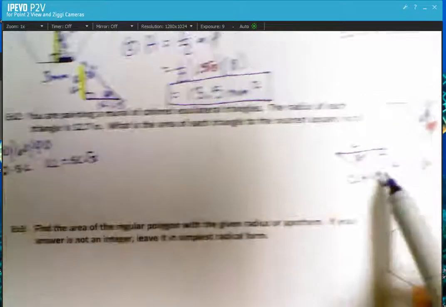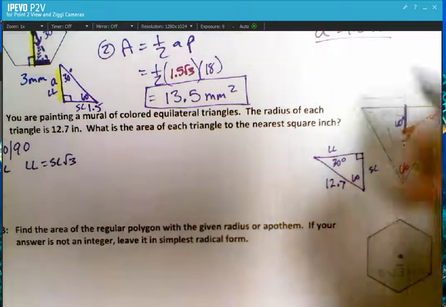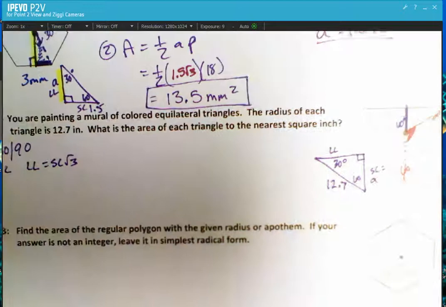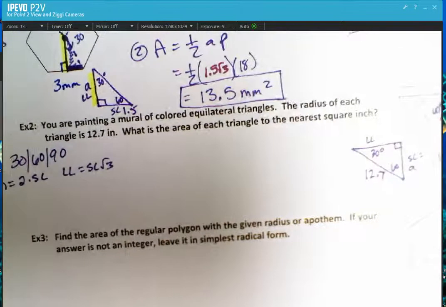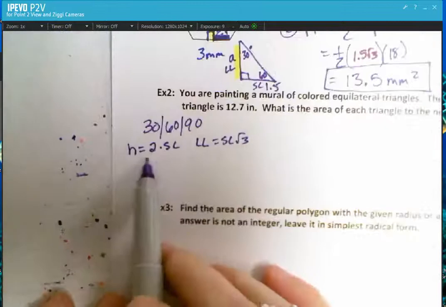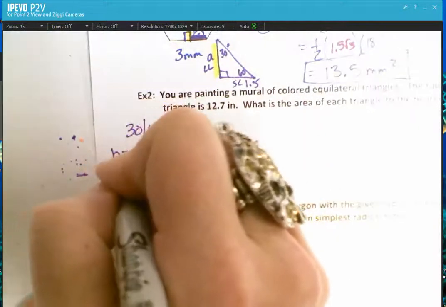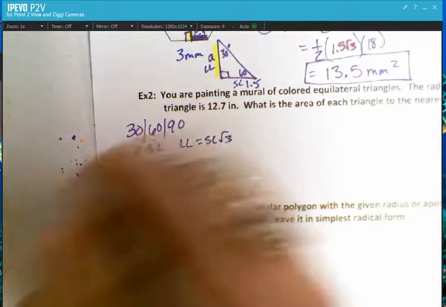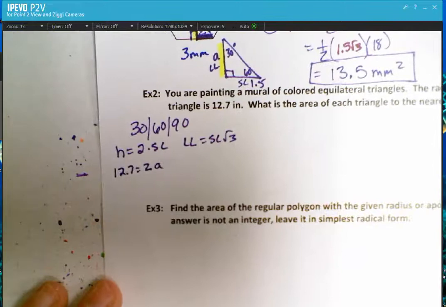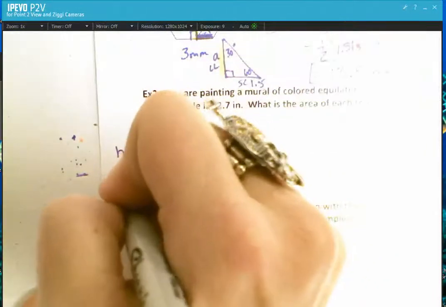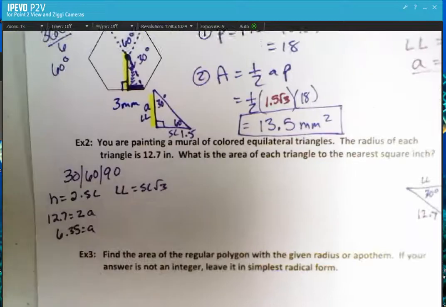Because this is the perpendicular piece to the side of the regular polygon, I know that this short leg is also the apothem. So I need to solve for the short leg. So let's take a look. We have the hypotenuse equals 2 times the short leg. That's handy. So the hypotenuse is 12.7 equals 2 times the short leg. The short leg in this case is A, for the apothem. Divide both sides by 2, you get 6.35 equals A. Okay, so I have the apothem.